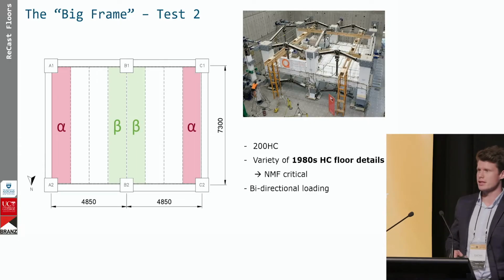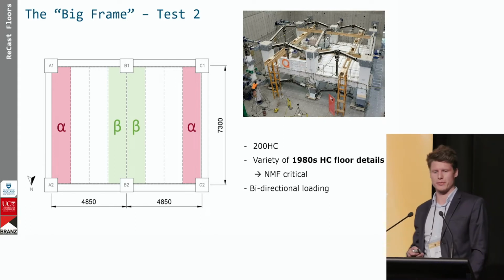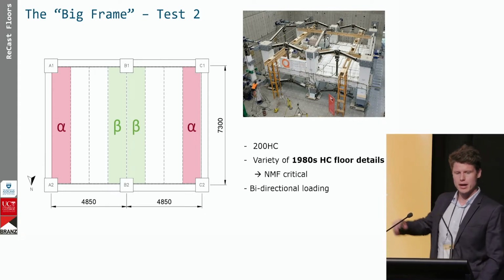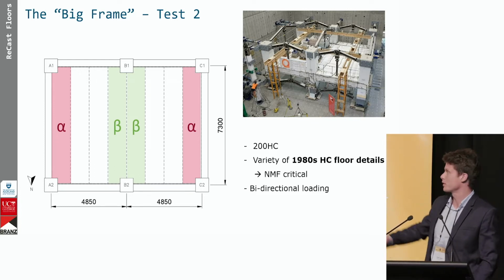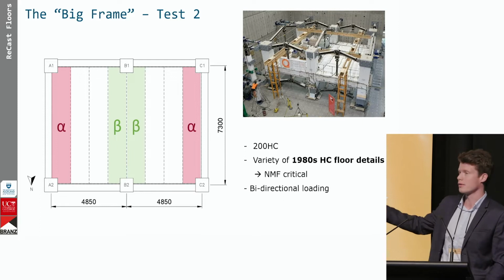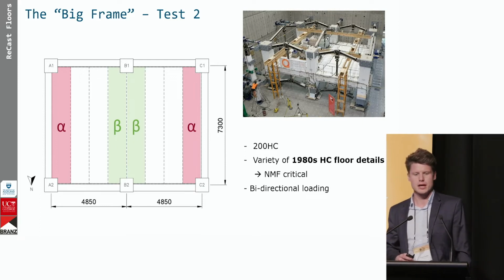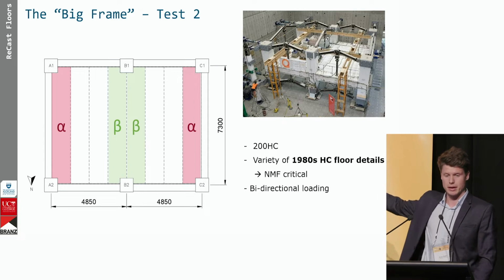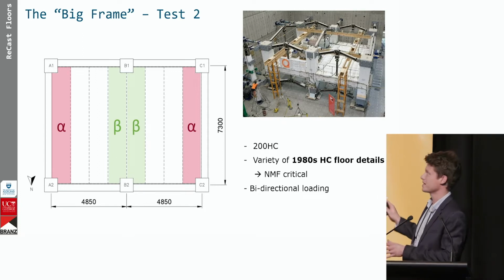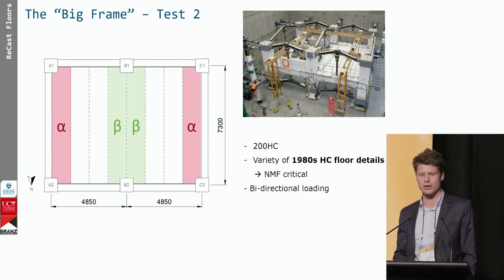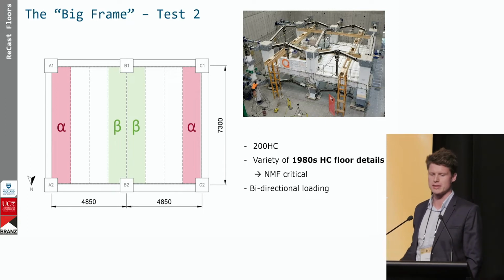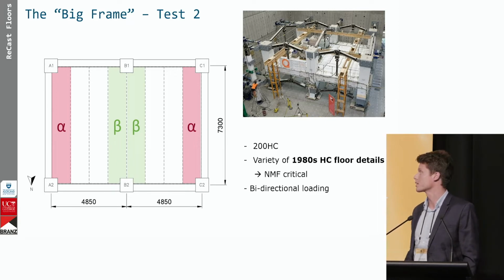Yeah, as Nick said, I was involved in the big frame test, and in fact we did 2 of those big frame tests to make the most out of it. And my section is going to be focusing on the second big frame test, and I've put the top view here with the alpha and beta units indicated. And so in this big frame, that is basically a big testing rig for Hollowcore floors, we had 200 millimeter deep Hollowcore floors and a variety of the typical 1980s Hollowcore floor details.